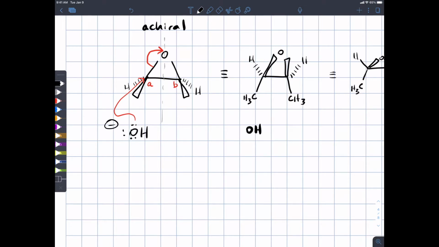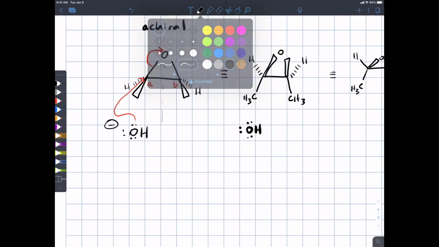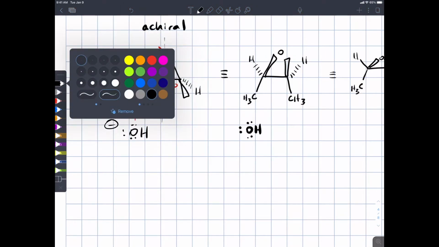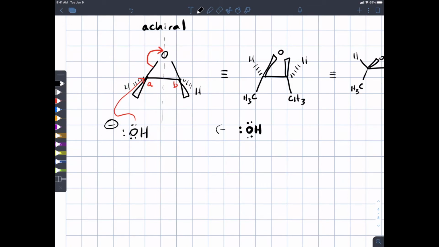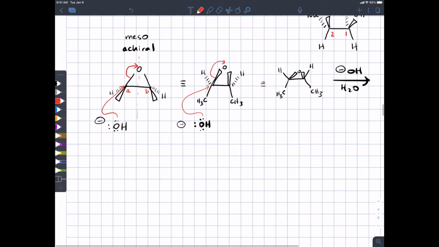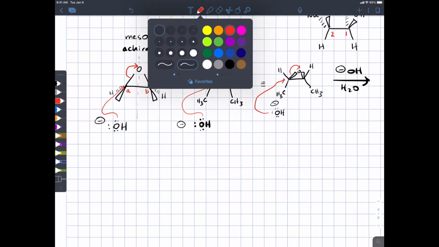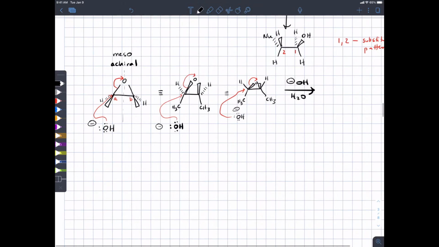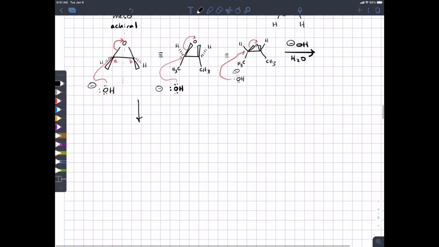So I'm going to attempt to draw the same reaction from all of these different perspectives, and hopefully when we do that you'll be able to reason your way through it. Oxygen, OH coming in from behind, leaving group leaves. Same thing here, OH coming in from behind and leaving group leaves. So let's draw the product that comes from that.